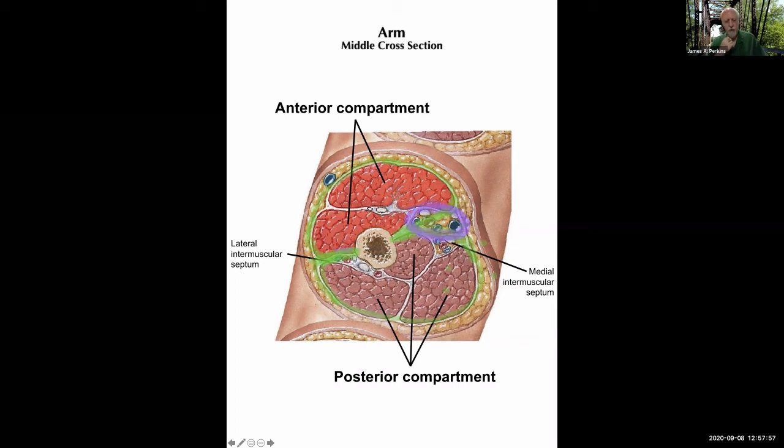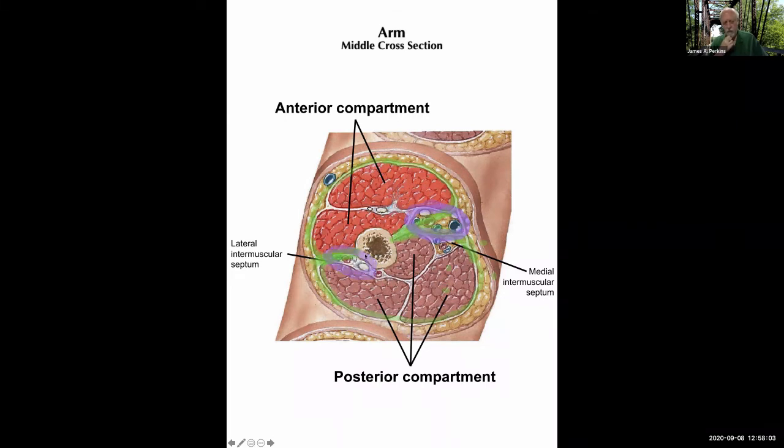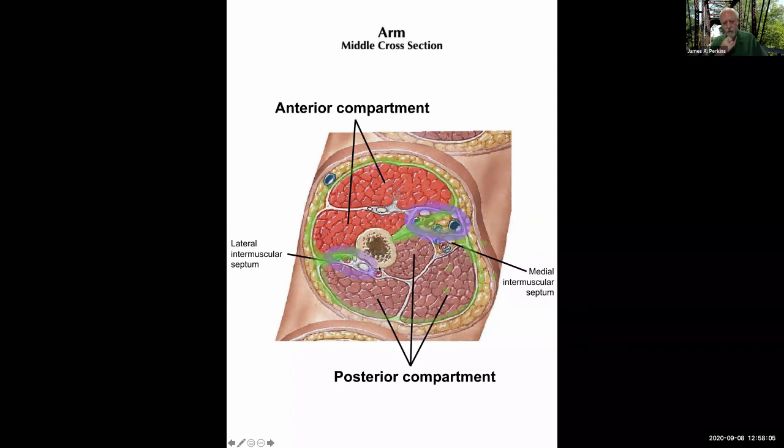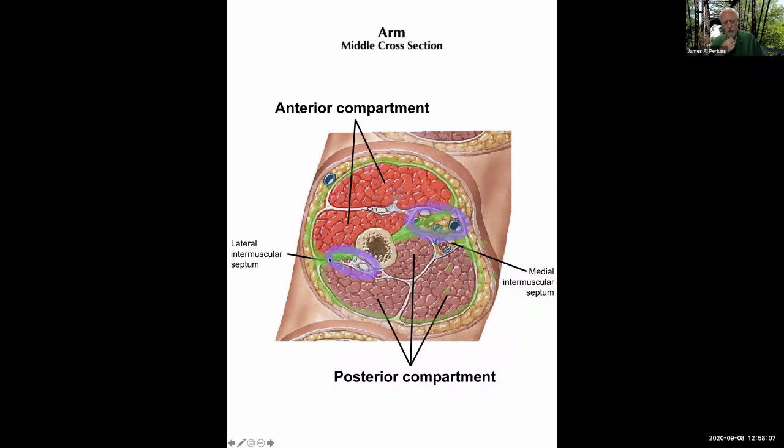And then over here on the lateral side, you've got that lateral septum, which would contain things like the radial nerve, which rests right up against the humerus, as well as the deep artery of the arm, or the profunda brachii artery.